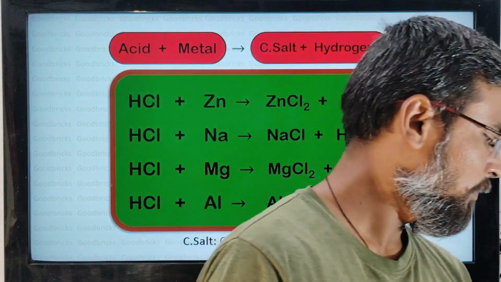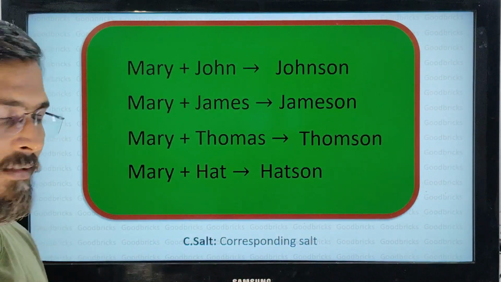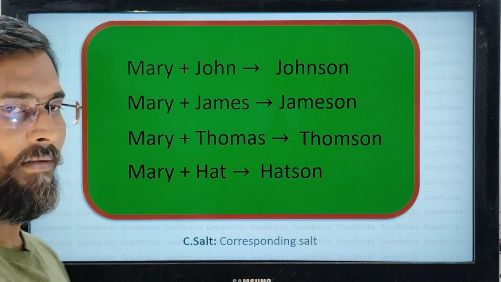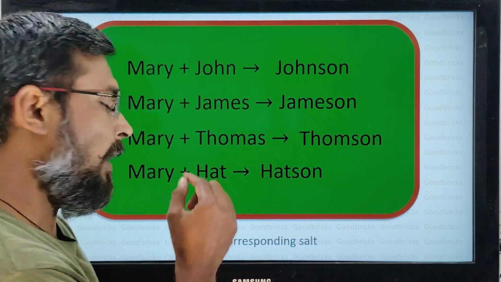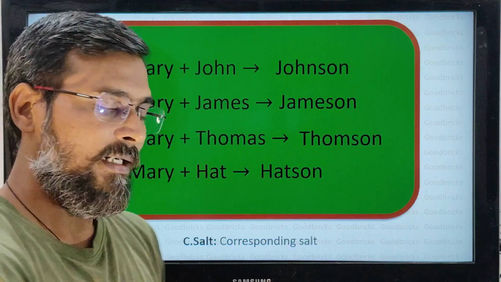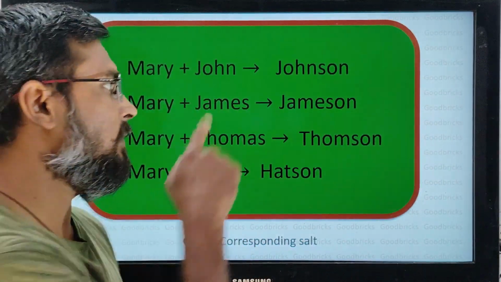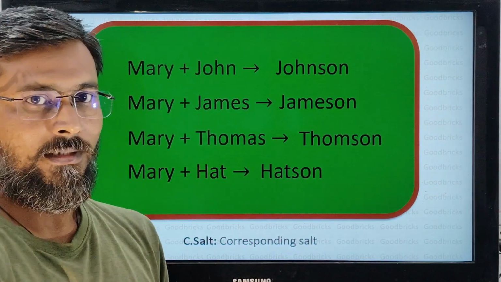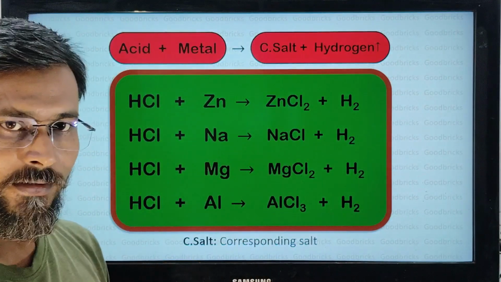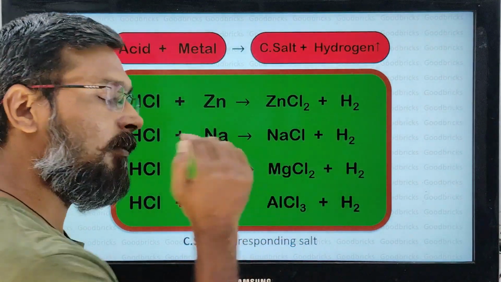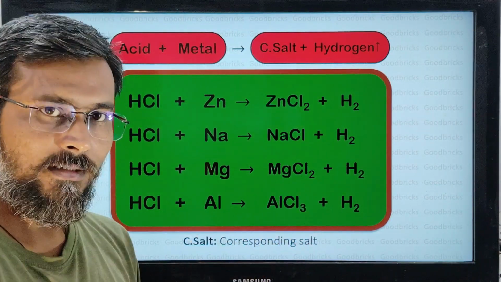Now let us come back to our first discussion. Previously we started our session with this. Why? Because to give you good clarity on corresponding salt. Corresponding salt means if John gets married to Mary, John's son will be born. So if sodium reacts, then salt of sodium will be produced. If magnesium reacts, salt of magnesium will be produced. So this is what corresponding salt means.